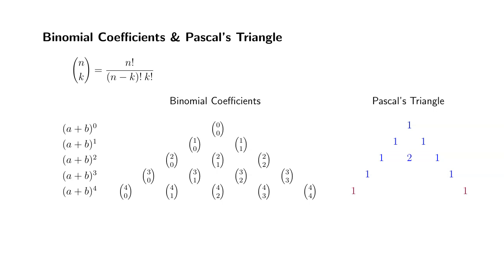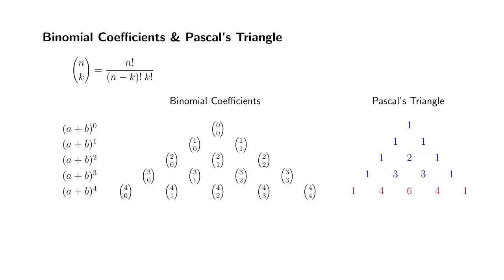Then go to the next one. You have 1 plus 2. Then 1 plus 2 is 3, and 3 goes there. And then you have 2 plus 1. You have 3 there. Then next one, you have 1 plus 3 gives you 4. And 3 plus 3 gives you 6. And 3 plus 1 gives you 4. So you can see that it is very easy to construct Pascal's triangle.